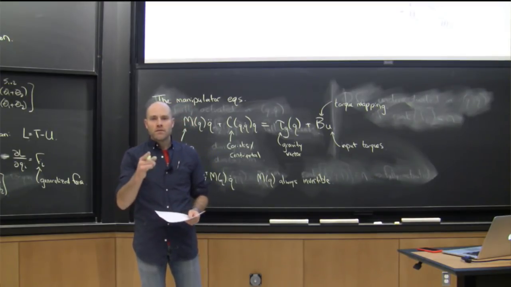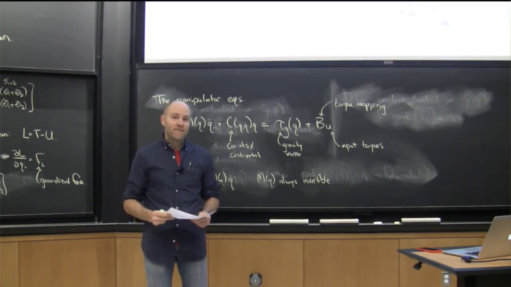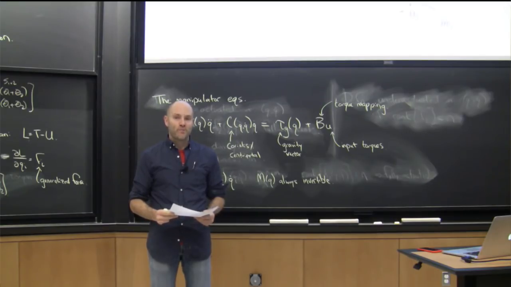Awesome. Another great example of an underactuated system are rockets. And as far as we know, the way that SpaceX does propulsive landing is with thrust vectoring.